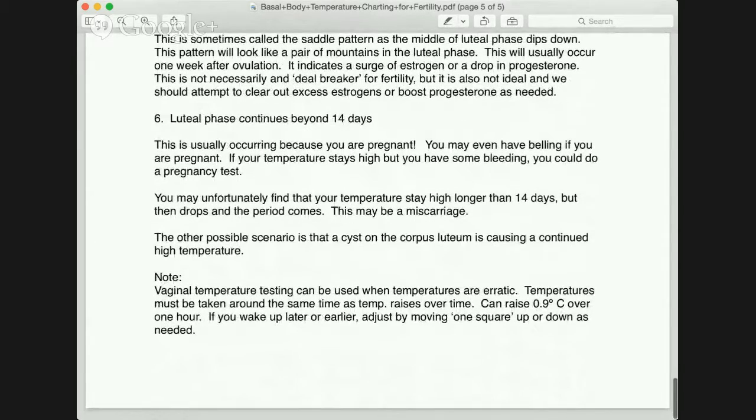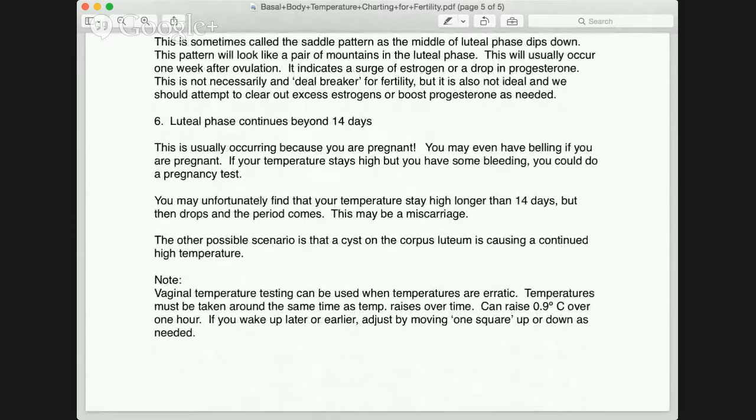What if your luteal phase is longer than 14 days? This is pretty much always because you're pregnant. There's no such thing as a normal 18-day luteal phase. So congratulations. If you're seeing an 18-day, you should probably test and do a pregnancy test. Your temperatures should be staying high. I guess occasionally you could have some bleeding, but you would see that your temperatures are still high.